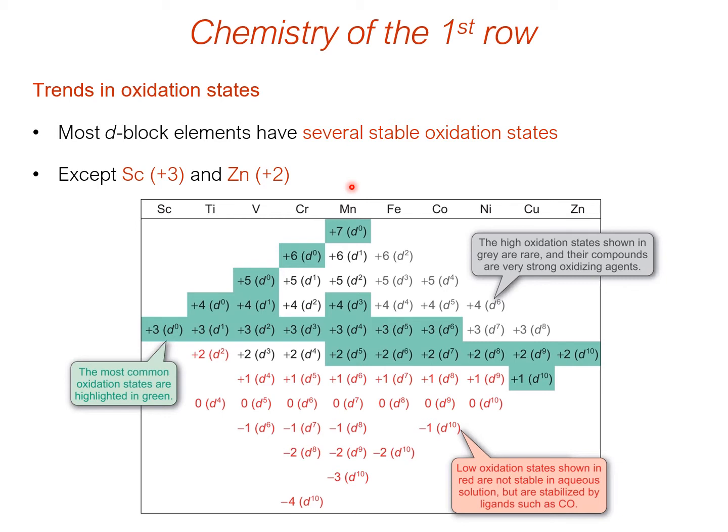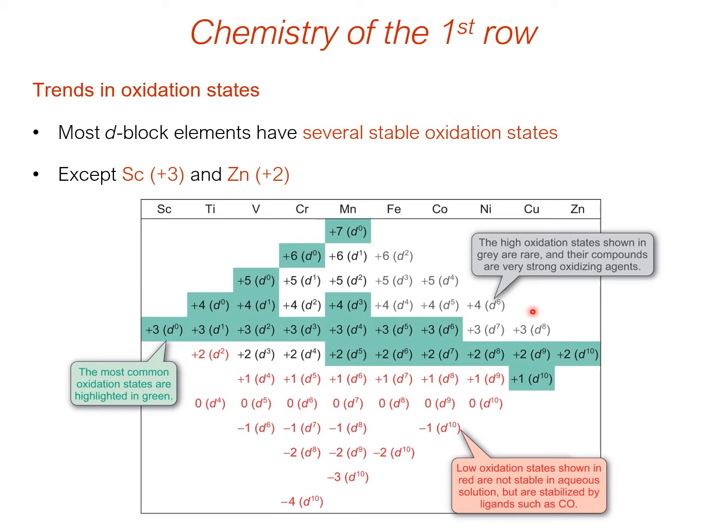When we look at manganese, you can see there's absolutely loads. The ones highlighted in green are the most common ones, and it means we can quite easily make compounds with all of these. The red ones are around 0 or negative, the lower oxidation states. They're not stable in aqueous solutions, not with water, but they'll be stabilized by ligands such as CO. And we'll come and talk about ligands and their stabilizing effects in a few videos' time.